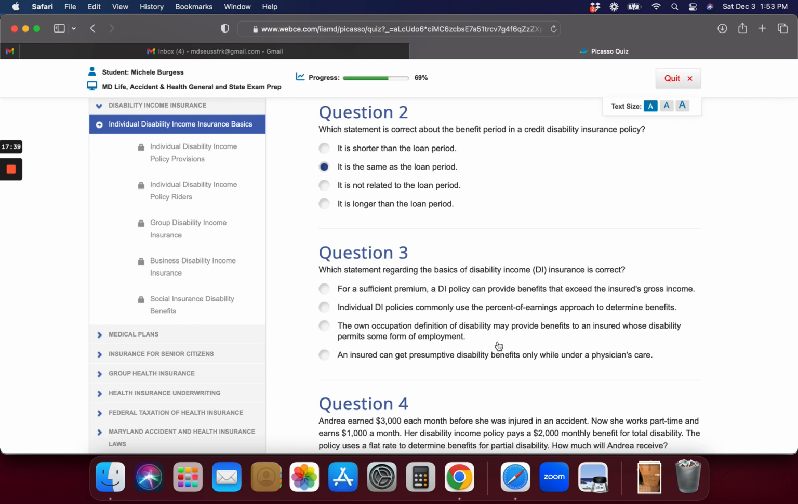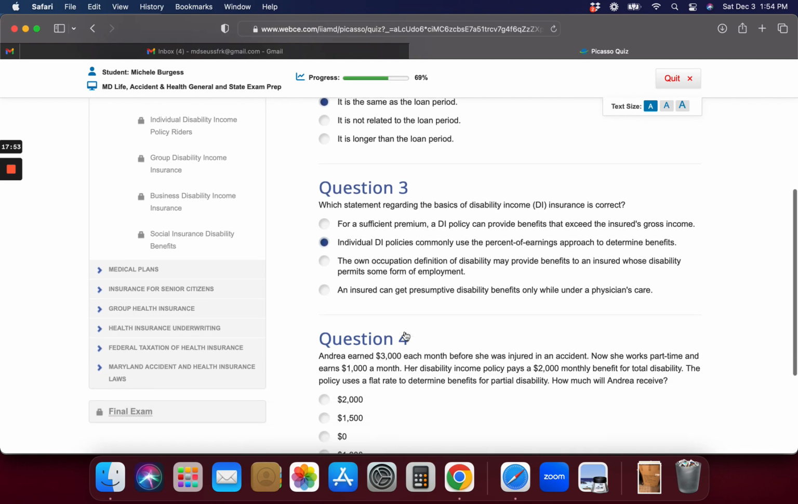All right, and moving on, which statement regarding the basics of disability income insurance is correct? All right, this individual DI commonly uses the percent of income earnings approach. We'll just go with that one because I have no idea.